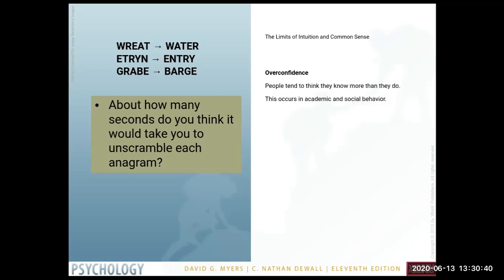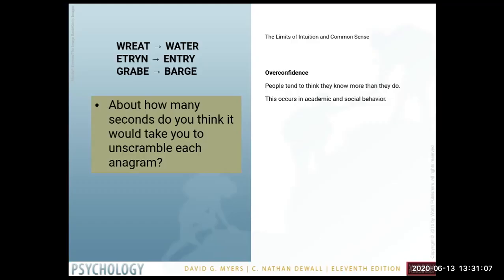But entry, I wouldn't think would probably be as quick. And the word barge, we never use the word barge on a regular basis. Barge into a meeting by breaking down the door, or a barge meaning a large vessel on the ocean. That's a word that is not used very often. And so we probably overestimate how fast we can do this, especially because we've already seen the answer.